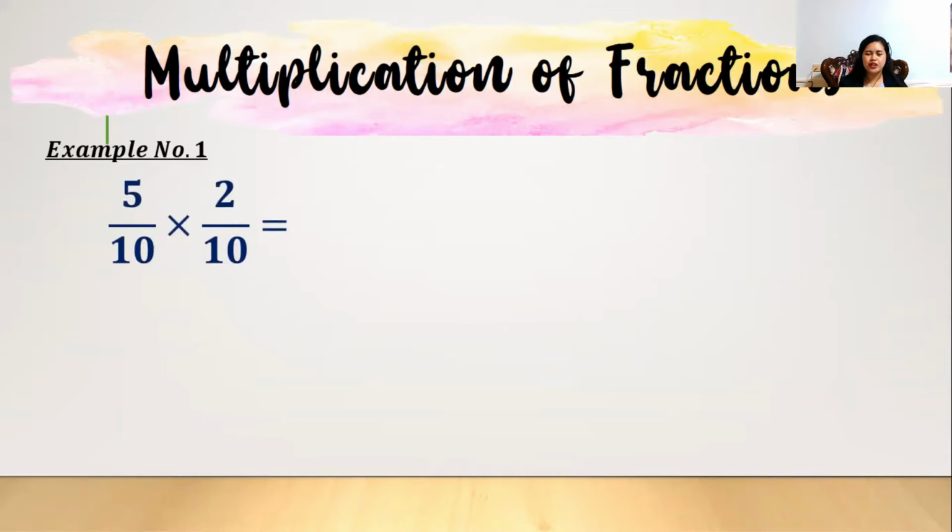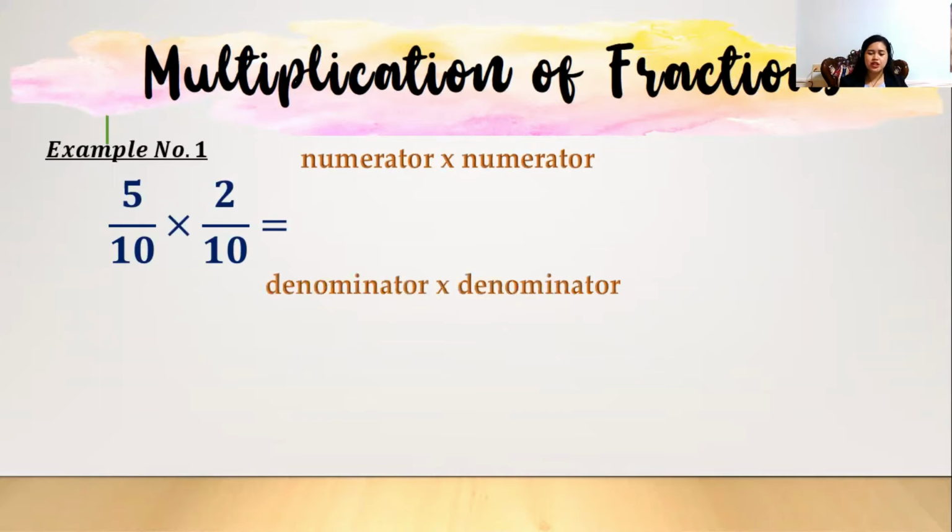There is no need to identify whether the given fractions are similar or dissimilar. In multiplication, it doesn't matter, because you can perform the operation directly on the numerators and denominators of the fractions. We multiply the numerator by the numerator, and the denominator by the denominator of the second fraction. For example number 1, we have 5 over 10 multiplied by 2 over 10.